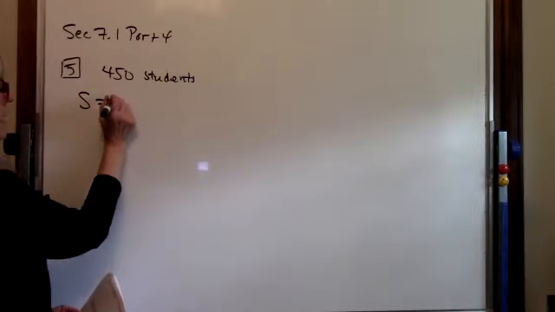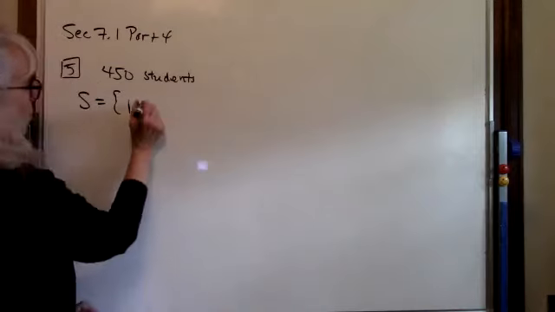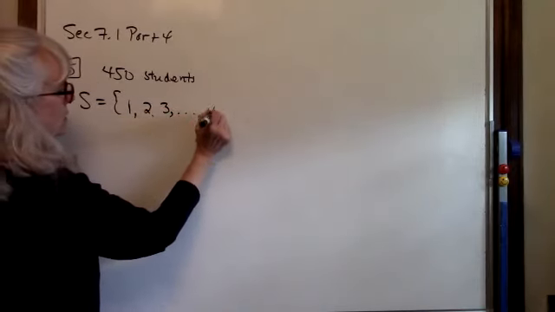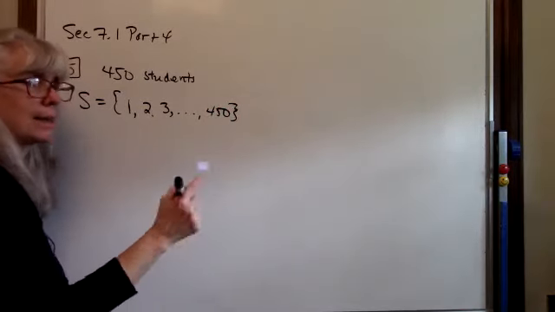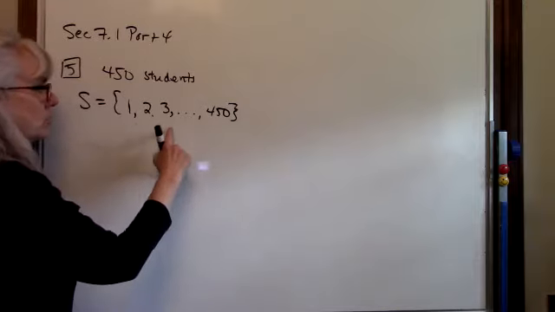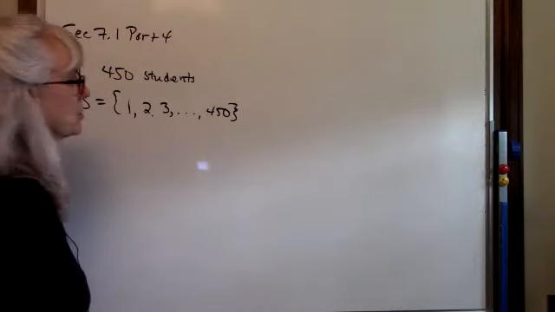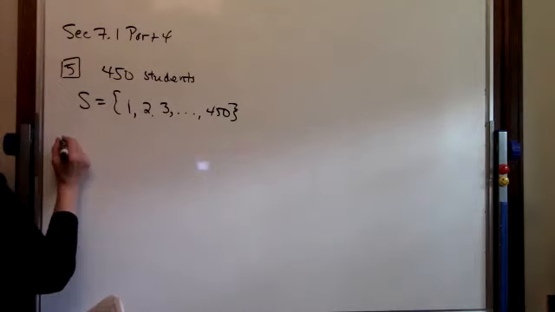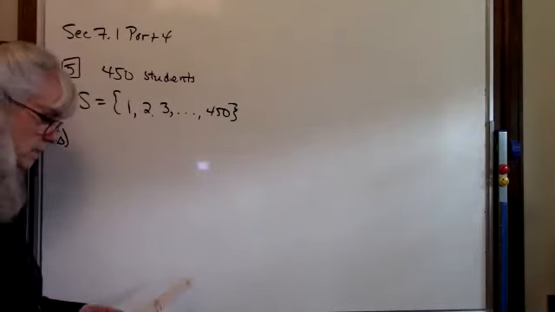So S can be maybe only one child attended that day, or 2 children attended, or 3, or ... to 450. So we're recording the number of students at the school on a given day. And the outcomes could be 1 child, 2 children, 3 children, all the way up to 450 kids, everybody there for the day. So notice we're not listing all of them out because it's a really large set. That's part A.